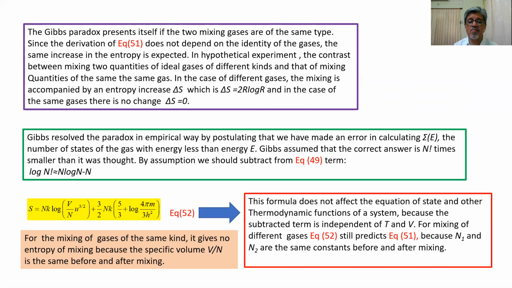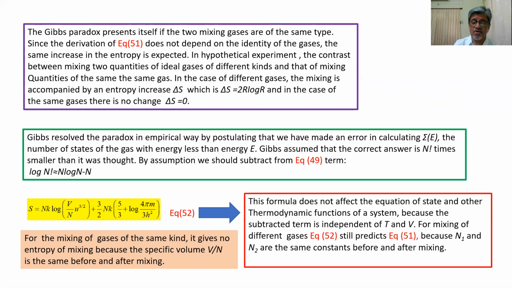For mixing of different gases, equation number 52 still predicts equation number 51, because N1 and N2 are the same constants before and after mixing. For the mixing of gases of the same kind, it gives no entropy of mixing, because the specific volume V divided by N is the same before and after mixing. The same type of gases we have assumed. If the gases are of different type, then V divided by capital N does not remain the same; it changes.